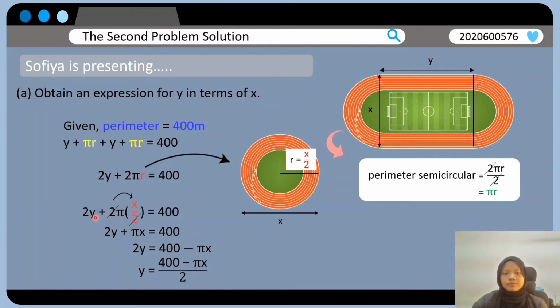Like this: 2y plus 2 pi times x over 2 equals 400. We can simplify 2 times 1 over 2, which is 1. So the result is 2y plus pi x equals 400. Remember, we want y as the subject, so we need to bring pi x to the right side. So it will be 2y equals 400 minus pi x. So y equals 400 minus pi x, all over 2. So this is the final answer for question A.